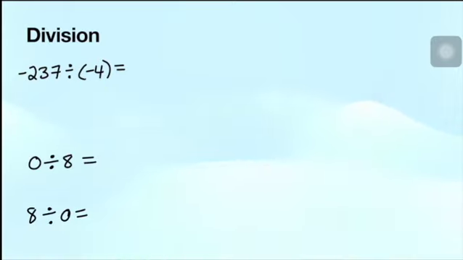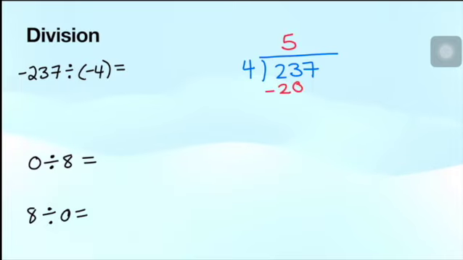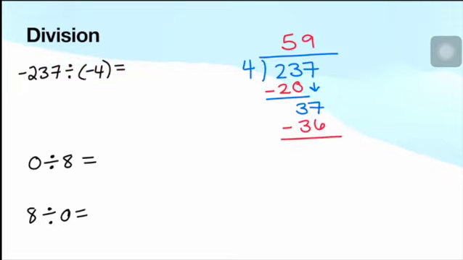Let's see, that's not one I can do in my head, so I'll write it out. 4 goes into 23 5 times. 5 times 4 is 20. Subtract to get 3, and then I bring down the 7. 4 goes into 37 9 times. 9 times 4 is 36. Subtract, and I get 1.